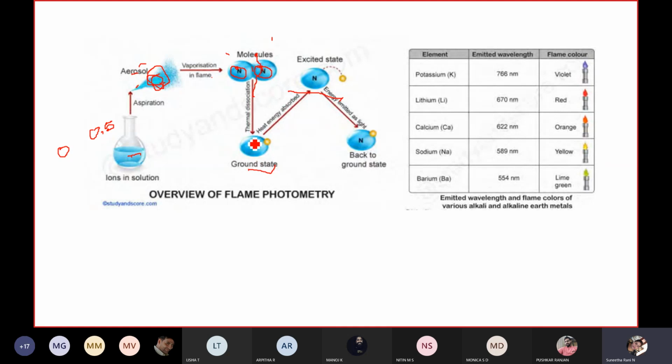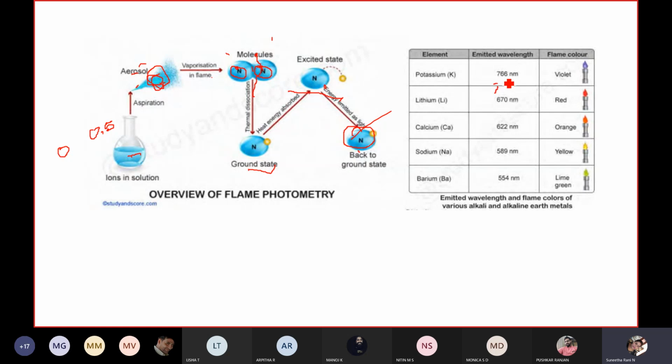During this thermal dissociation, the excited state molecule returns to the ground state, and it emits certain light radiations. These light radiations are measured at a particular wavelength, and they depend on the color.